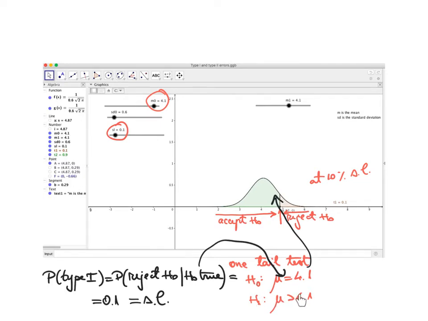But I can't really calculate anything if I don't know what the true distribution is. So the question is to bring some more information. Yes, H0 is false. The true mean is more than 4.1. But what is it exactly I need to know in order to be able to calculate the other type of error? And that's what we're going to do on the next page.